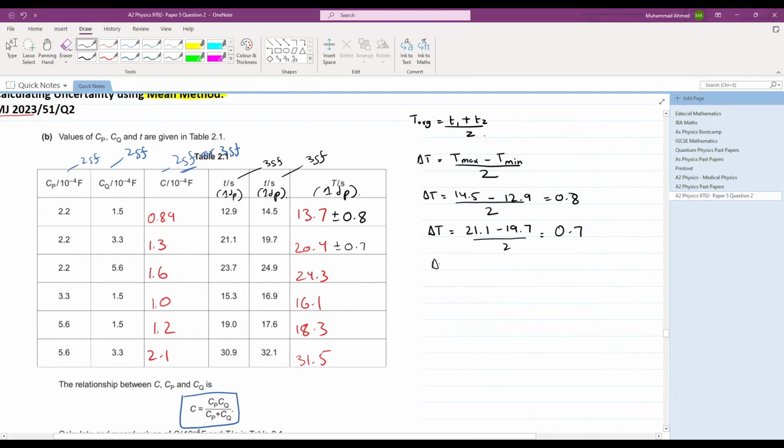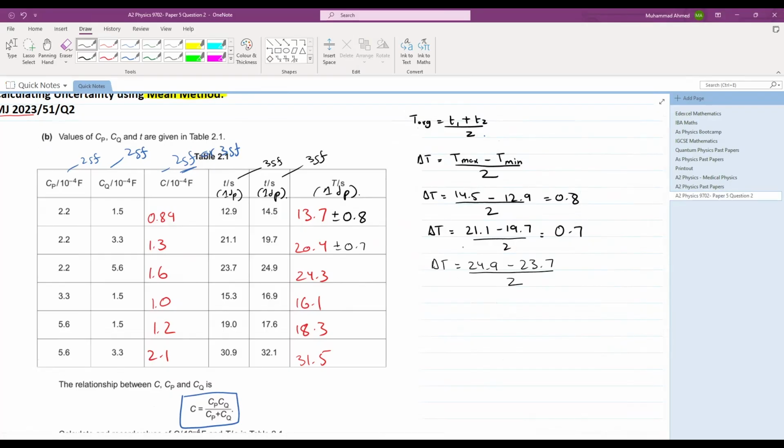Now let's do it for the third row as well. What is the maximum time? 24.9. What is the minimum time? 23.7, divided by 2. What will your answer come out to be?